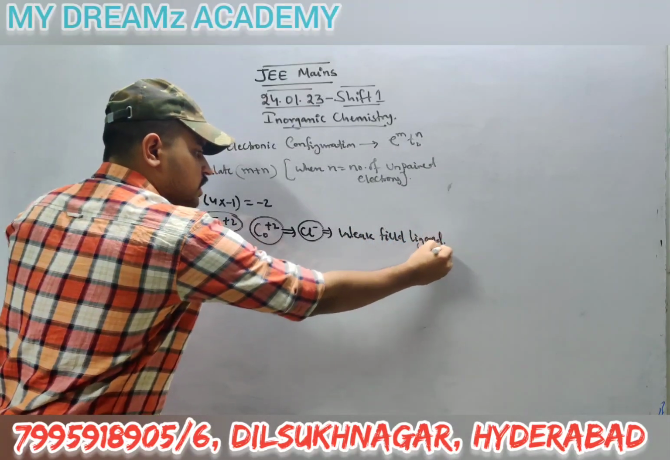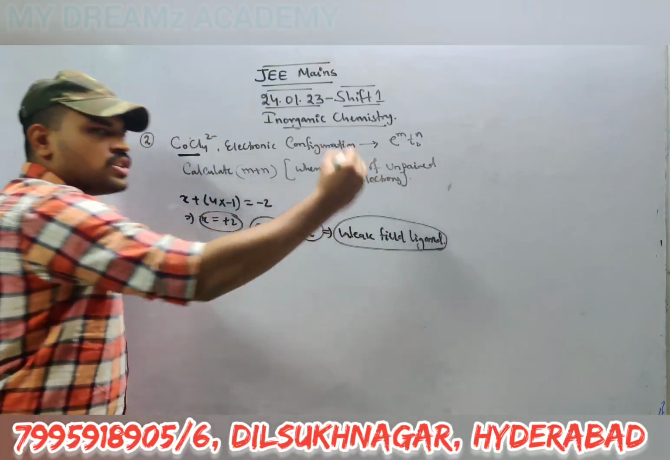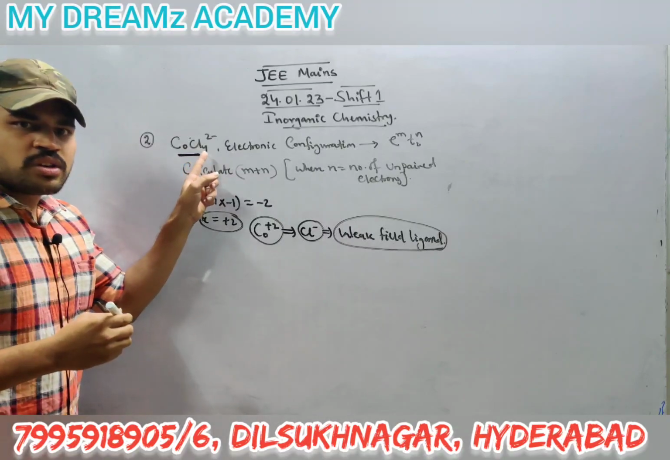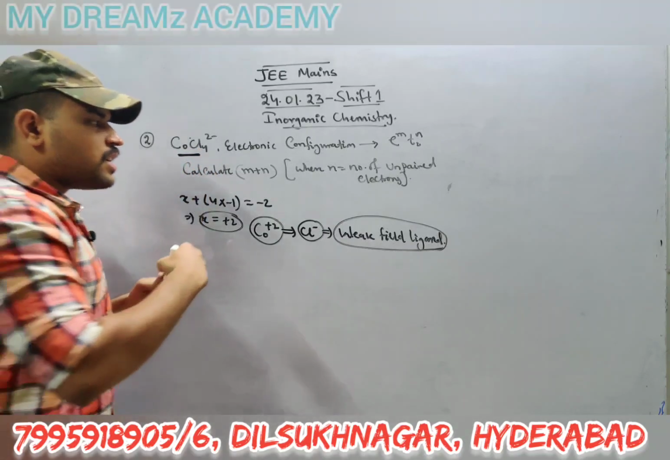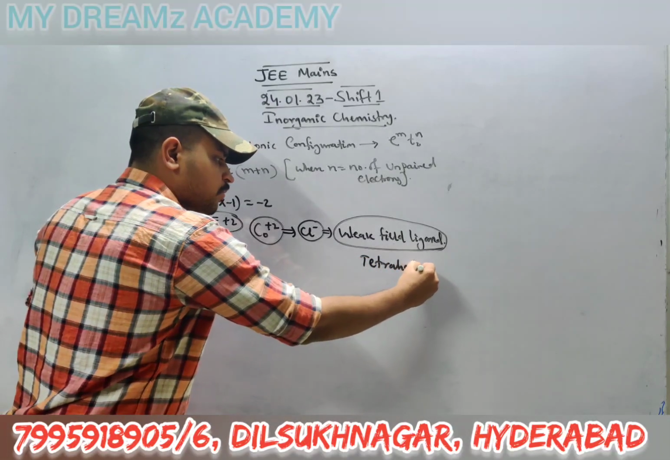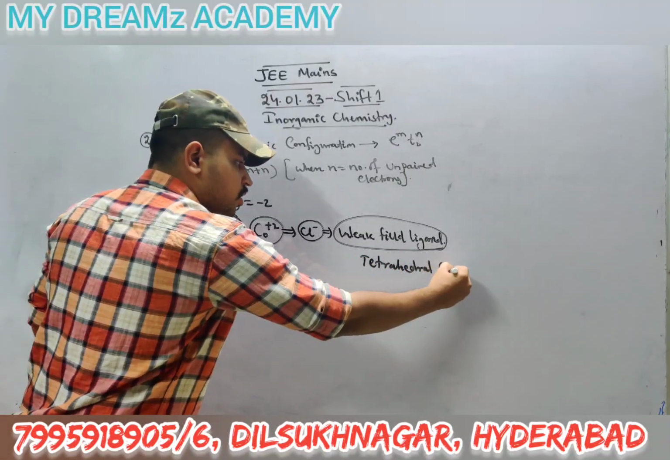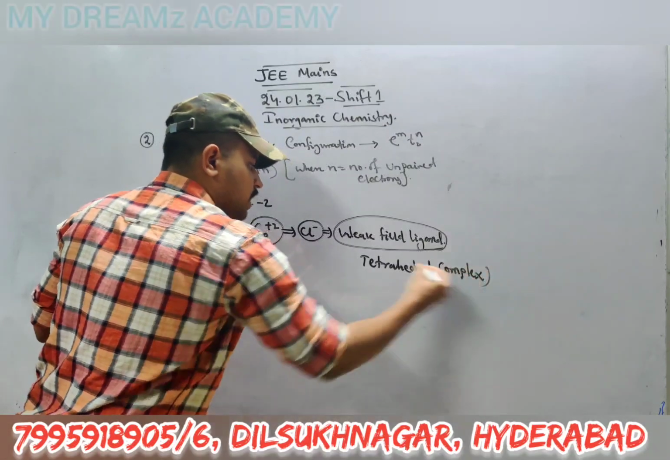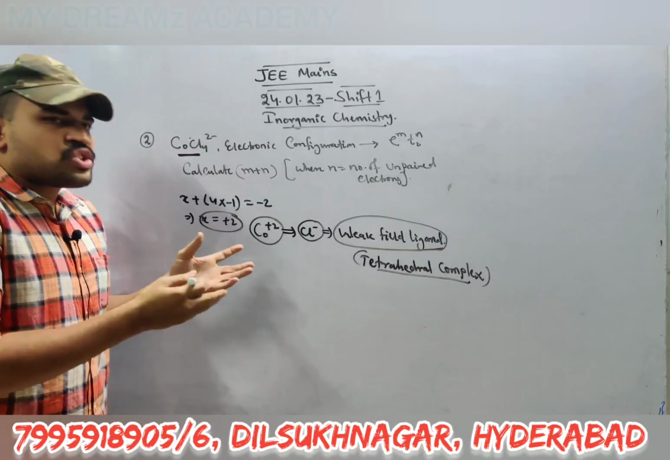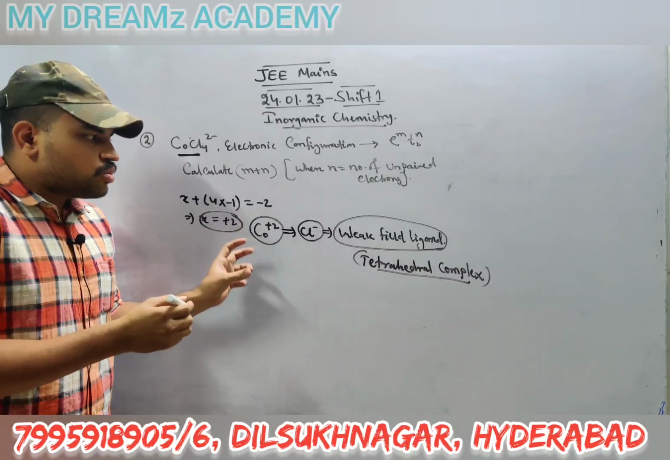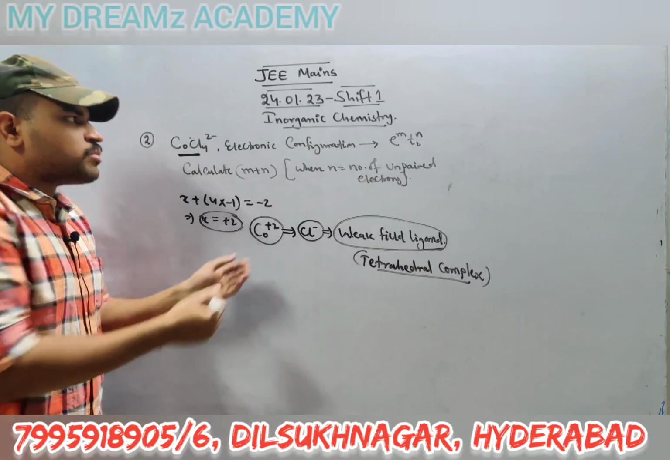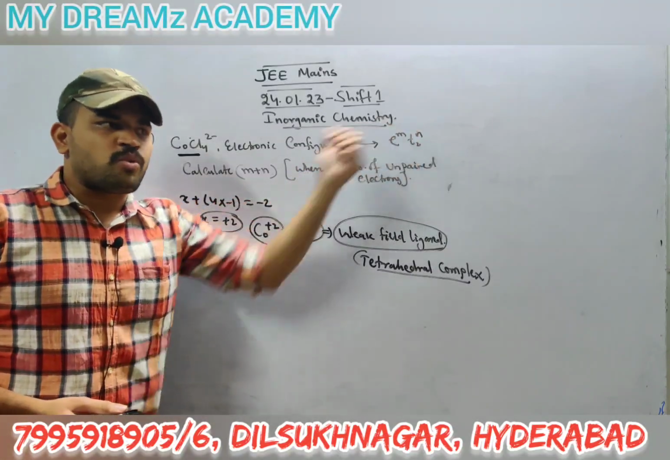So this is a weak field ligand, and it is attached with how many ligands here? Four chlorine atoms. And what kind of complex is it going to form? It is going to form a tetrahedral complex. So in the case of a tetrahedral complex, how do we write its crystal field diagram? Once we know that diagram, then we can easily calculate what is m and what is n.